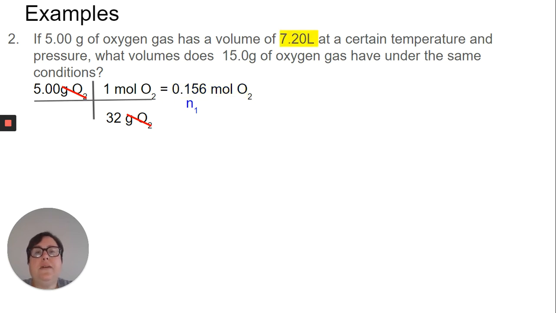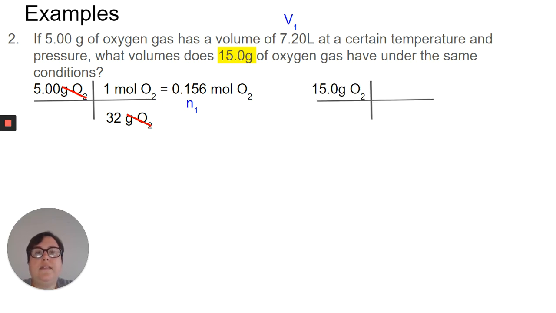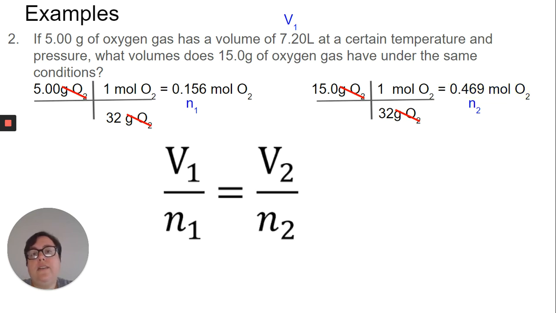Next, we have 7.20 liters. That's a volume, so that's V1. Then we have 15 grams. Again, can't do anything with grams, so we're going to convert that to moles. Grams gets tossed to the bottom, mole is on top. Molar mass is still 32 because we have 2 oxygen atoms for every 1 mole. Multiply and divide, grams cancel, leaving us with 0.469 moles of oxygen. So that's going to be my N2, and I'm looking for V2.